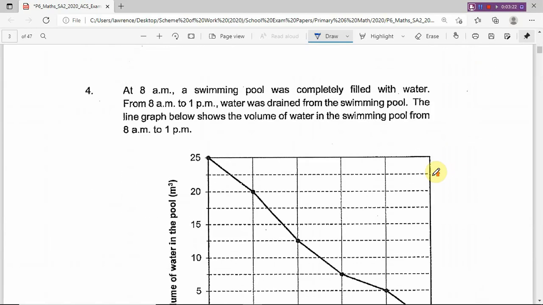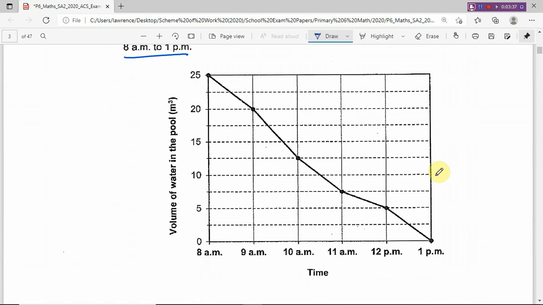Now, at 8 a.m., a swimming pool was completely filled with water. And from 8 a.m. to 1 p.m., water was drained from the swimming pool. And the line graph shows the volume of water in the swimming pool from 8 a.m. to 1 p.m. So you can see the water level is coming down, or the water volume is getting lesser. So what is the lesson for line graph? You will need to put the numbers on the line graph. So you can see that over here there are 2 gaps, which is 5 meter cube. So one gap will be 5 divided by 2. That will give you 2.5 meter cube.